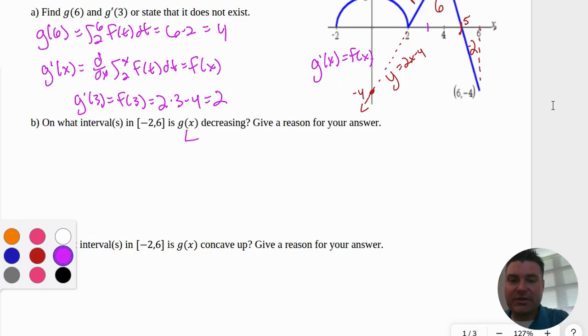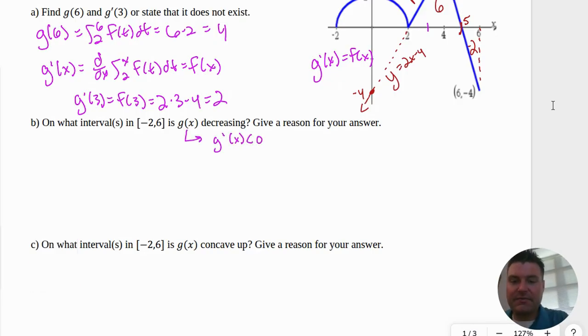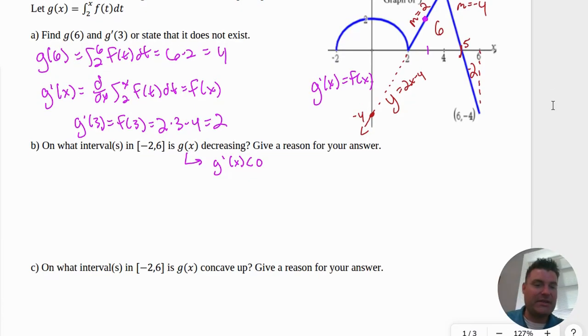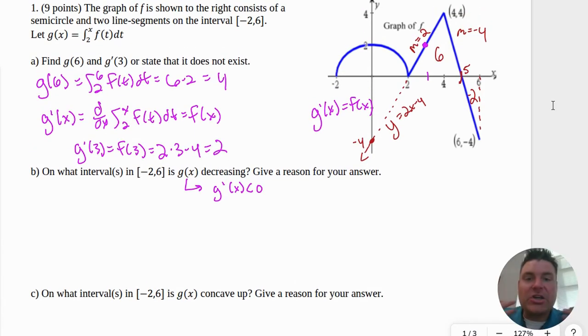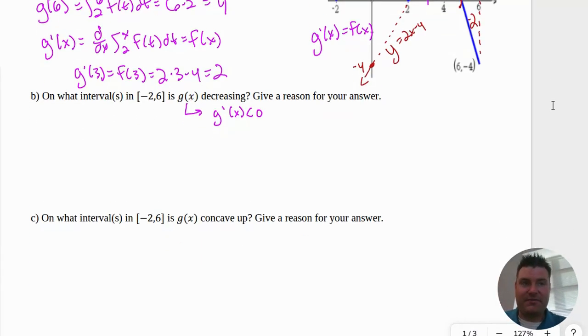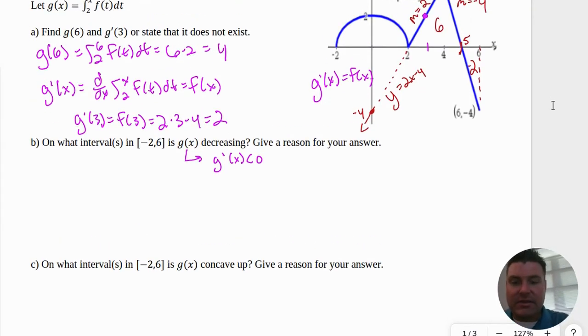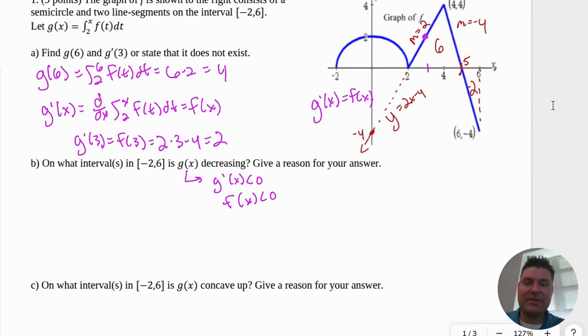So g of x decreasing, we're looking for g prime of x being negative. That's all we care about. Now, we have the graph of f, so we have to relate g prime back to f in order to talk about f. And we can only talk about f. We can't give justifications with g prime. We can only give justifications of f. So first off, we can see where f of x is less than 0, since they are related. That's clearly going to happen between 5 and 6.